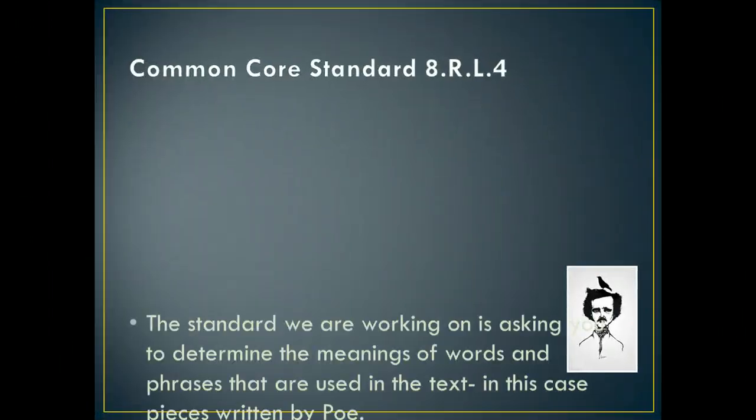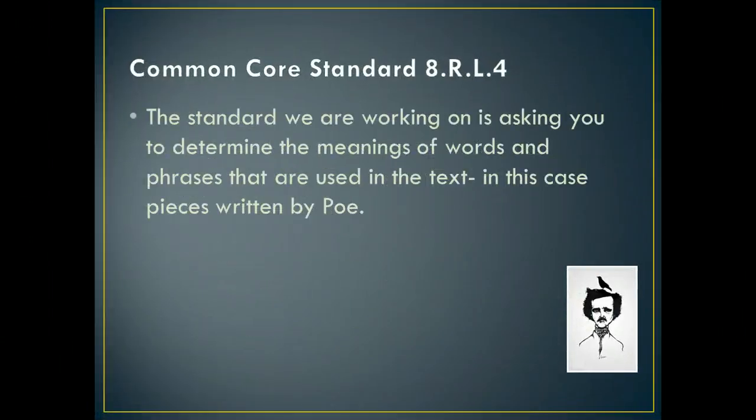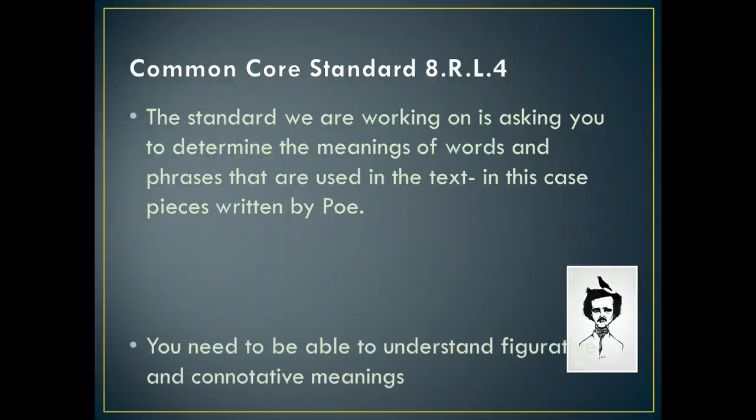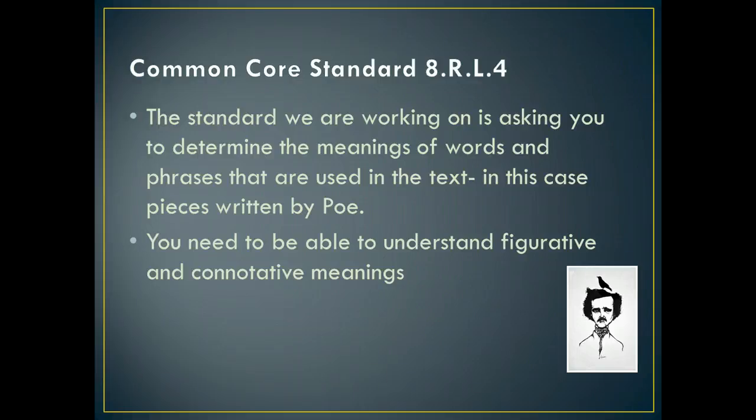The standard we're working on is Standard Reading Literature 4, which basically is asking you to determine the meanings of words and phrases that are used in the text. In this case, we're reading pieces written by Poe. You need to be able to understand the figurative and connotative meanings.